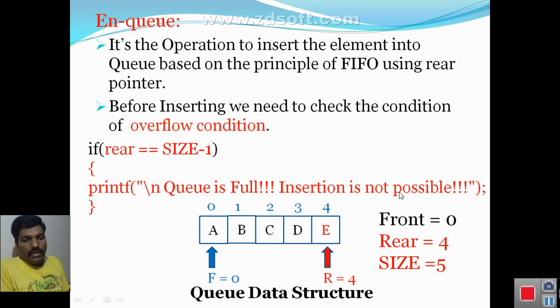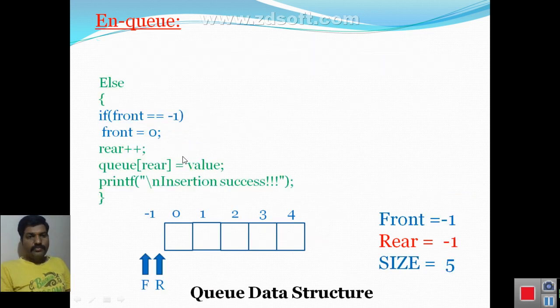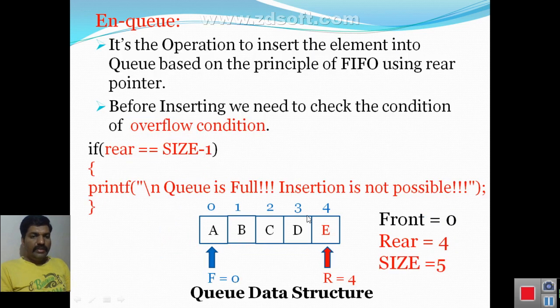Insertion is not possible. Okay, so that is the condition: if rear equal to size minus 1. Next, suppose in the previous slide we see this if condition, if it is getting failed, that means 4 is not equal to 4. Okay, 4 not equal to 4, that means size minus 1 is 4, 5 minus 1 is 4.